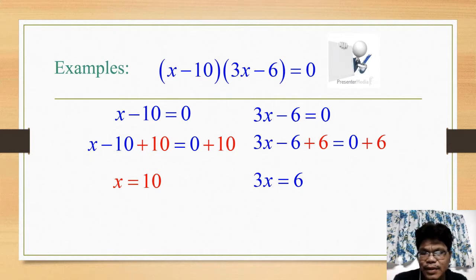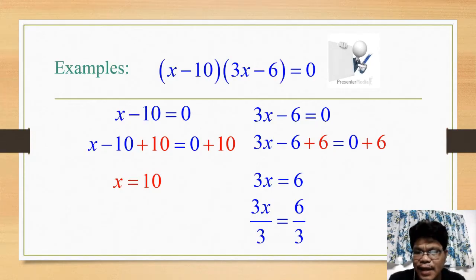3. So, meaning, we're going to make it 1, and that is by dividing each term by 3. So it becomes 3x divided by 3 equals 6 divided by 3. And what do you think the value of x? So the answer is 2.